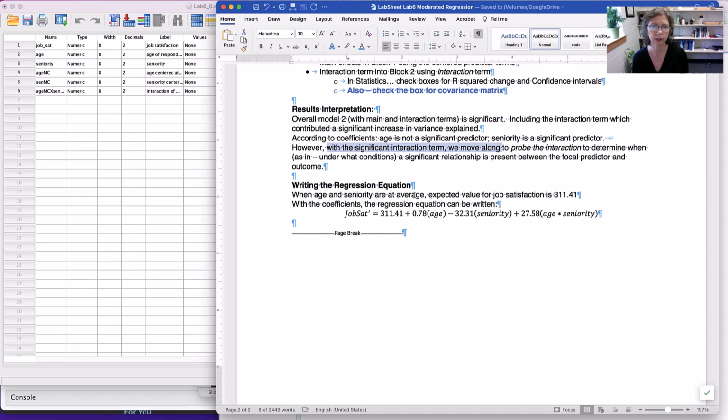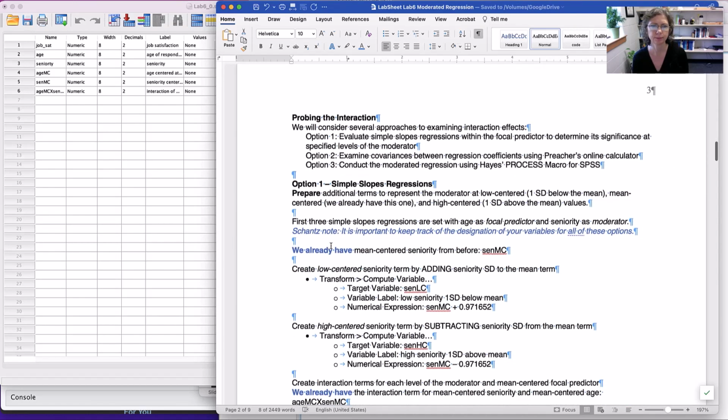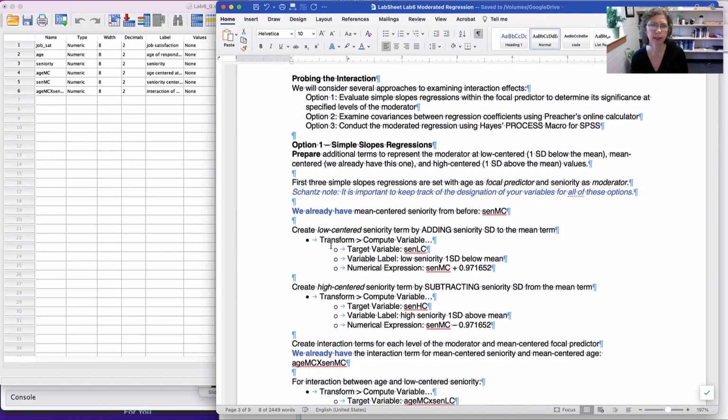When age and seniority are at average, the expected value for job satisfaction is 311.41, and that's our regression prediction equation. Okay, so probing the interaction. I have several options I want you to try out here. They have different pros and cons, but they all give you the same information.